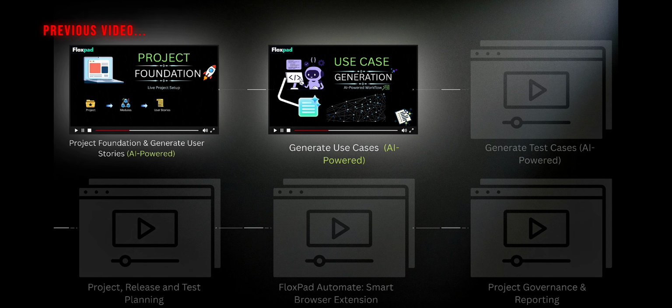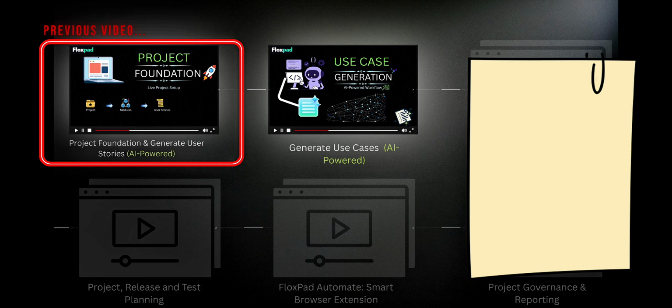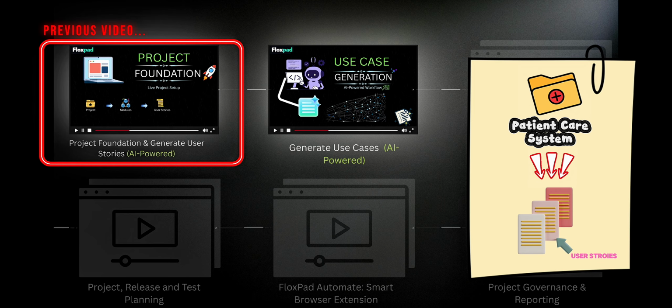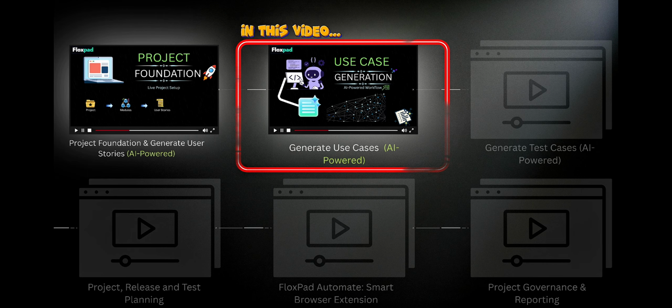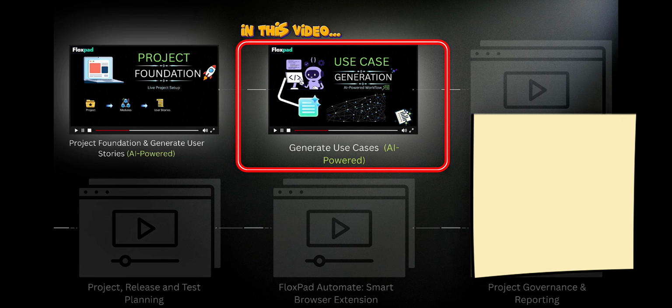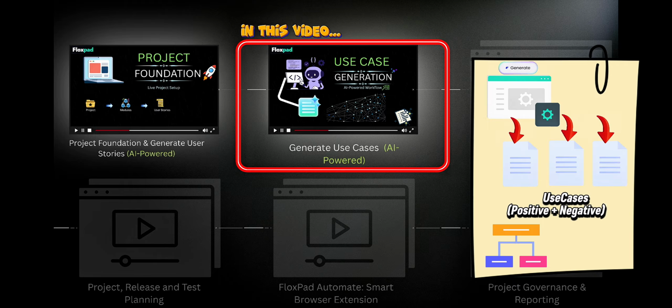Welcome back. In our previous video, we laid the foundation for our patient care system. We created the project and defined our initial user stories. Now it's time to take those ideas and turn them into something more structured. Today, we're moving from what the user wants to exactly how the system should behave. We'll walk through generating use cases automatically, creating negative scenarios to handle errors, and making sure everything stays connected for full traceability. Let's jump in.